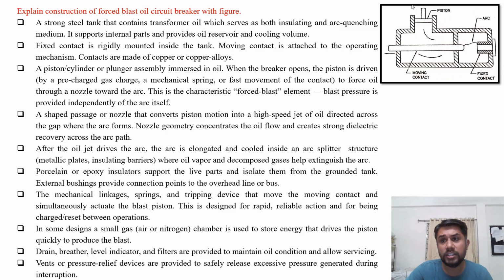This piston moves in the downward direction. These are interlinked together. This moving contact separates out and this piston goes downward. So oil flows in this direction towards the arc.